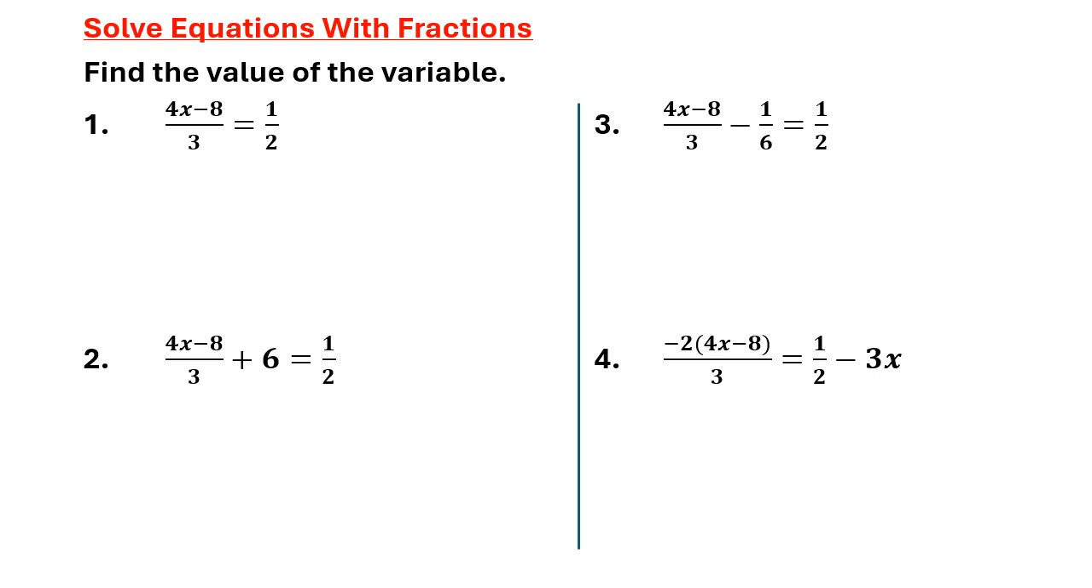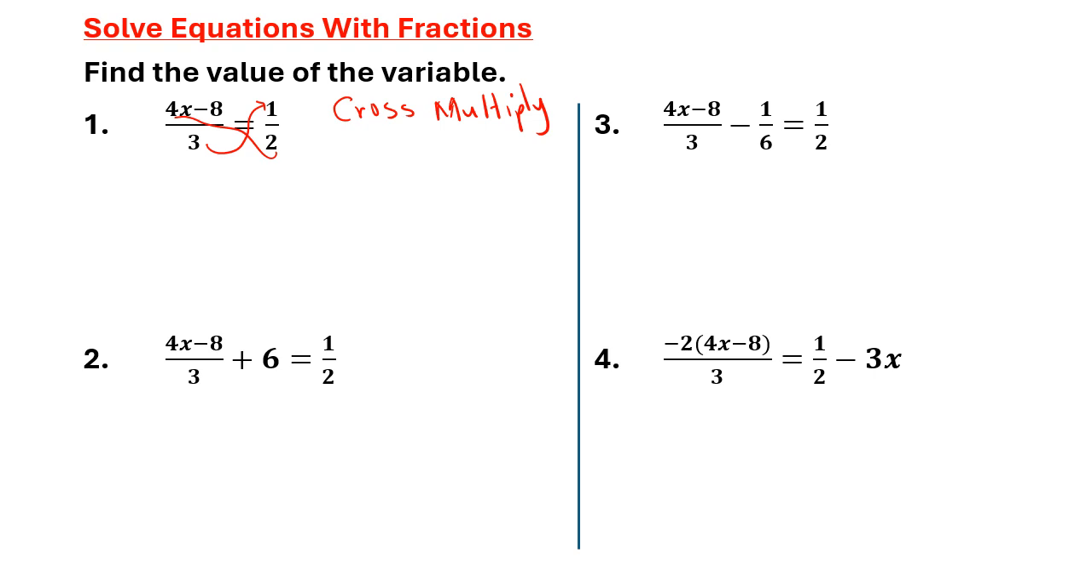The first problem here is 4x minus 8 all divided by 3 is equal to 1 half. So how do we do this problem? I would like us to learn, and maybe this will be helpful, what we call cross multiply. So how do we cross multiply? Cross multiply just means that you're taking the denominator of the fraction on the right hand side to multiply the numerator of the fraction on the left hand side, and doing the same, the denominator on the left hand side would multiply the numerator on the right hand side. So this is how you do that.